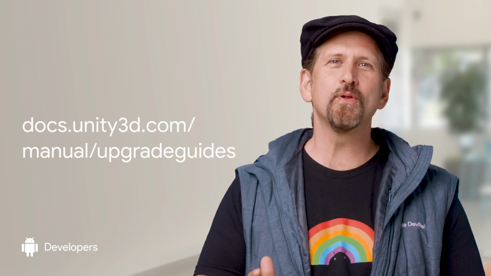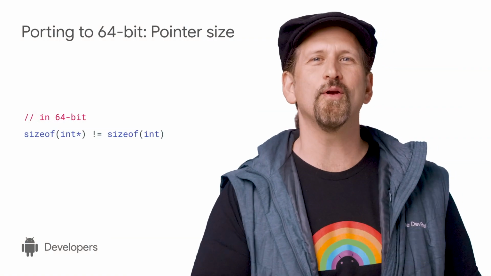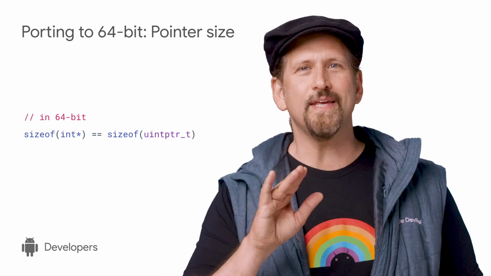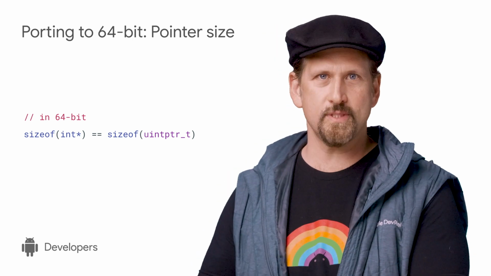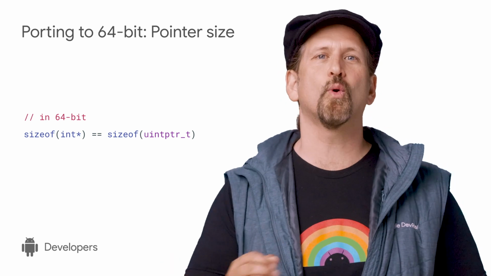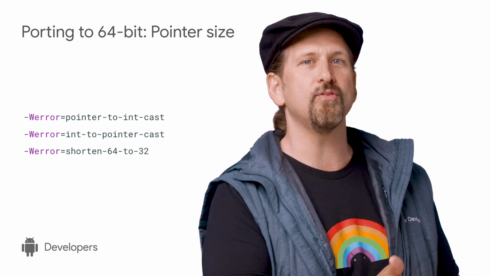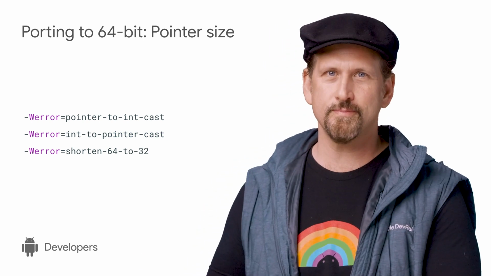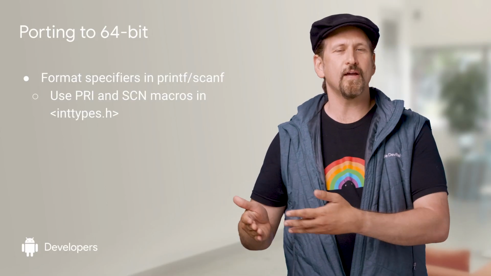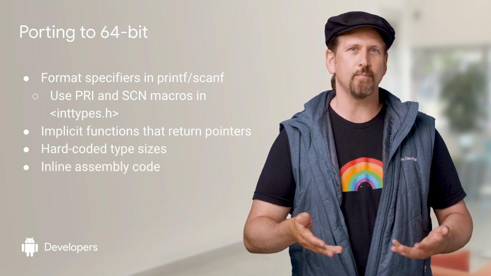you do this. If your library hasn't yet been built for a 64-bit system, you will need to update code that assumes pointers can fit in types, such as int, unsigned, or uint32_t. Use the intention-revealing types uintptr_t or intptr_t instead, and the ptrdiff_t type to store the difference between two pointers. Use the following compiler flags to catch cases where your code is incorrectly converting between pointers and integers. Other areas to address include correctness of format specifiers in printf or scanf-like functions, implicit functions returning pointers, hard-coded type sizes, and inline assembly code.